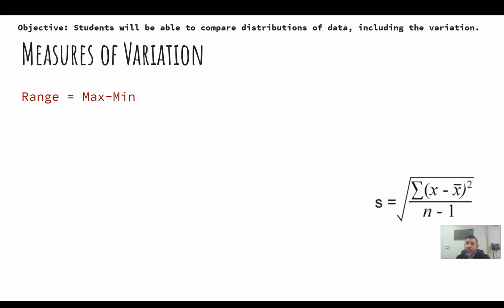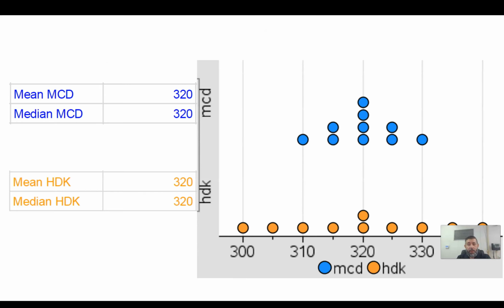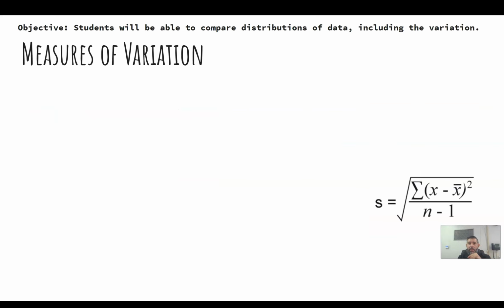So please, if you're in my class, don't put that the range is 300 to 340. That's not the range. That's an interval. I would like the value. And the way you do that, you subtract. So the range of McDowell's is going to be 20, and the range of Hot Dog King is $40. All right, it's one number.